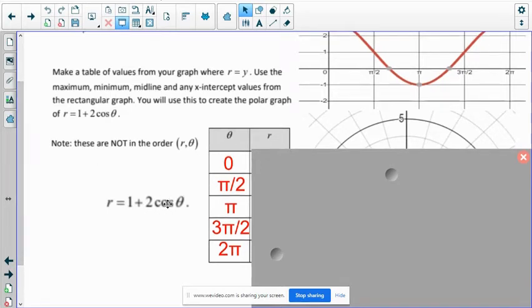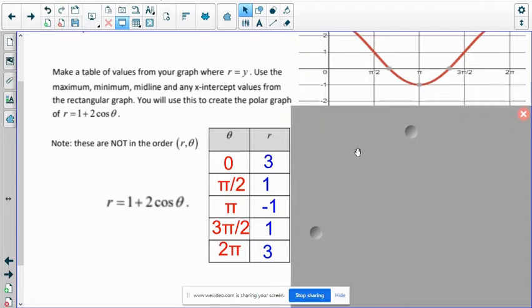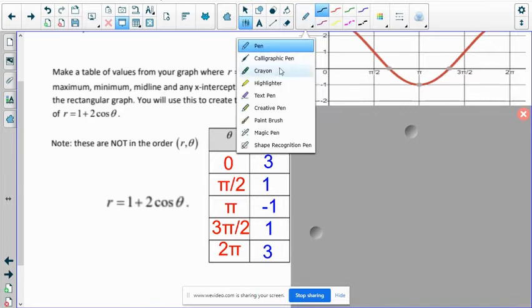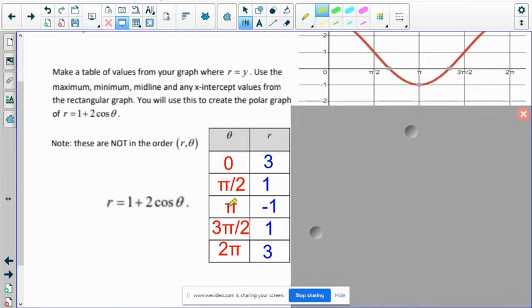If I plug in 0, then I would have 1, and 1 plus 2 is 3. If I plug in pi halves, I would have 0 for cosine, so I would have just 1. If I plug in pi, I would have -1 for cosine, so 1 minus 2 would be a -1. This is the first time in our table where we have a negative radius. Think about how you're going to graph that. It's going to be kind of important. If you keep going on the table, you should get a 1 and a 3.